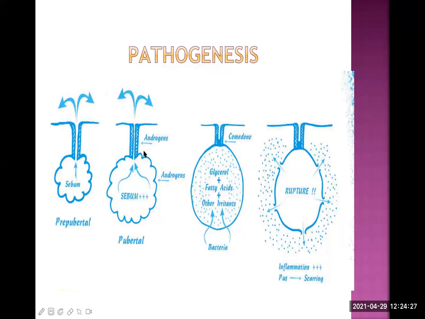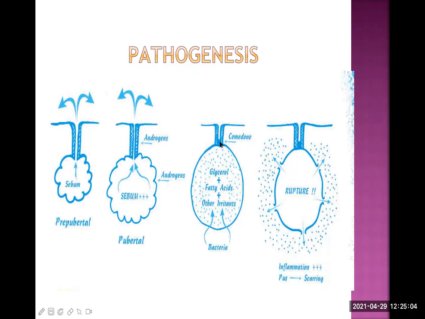Under the effect of androgen, see here, there is hypertrophy of the sebaceous gland. It will become bigger in size and it starts to produce more sebum. Still, the opening is not blocked. So whatever sebum is there, it can still come out. Okay, all these are effects of the androgen. Now the problem starts when this opening is blocked, and that can happen because of excessive flaking or scaling, okay, by the dead skin cells which are present on the surface of the skin.